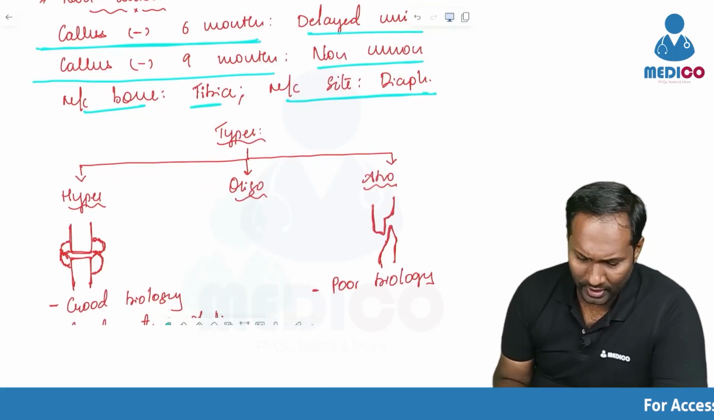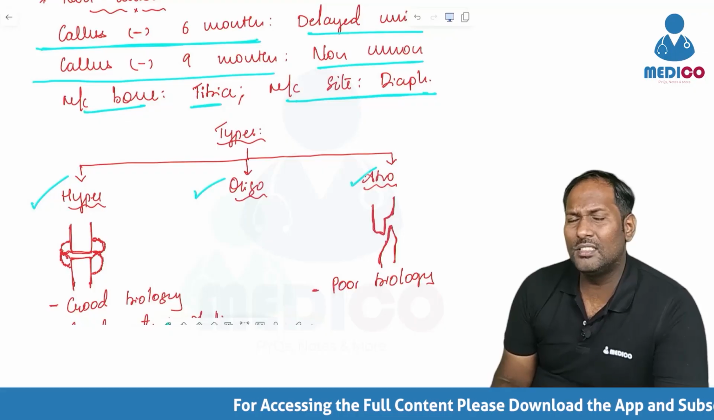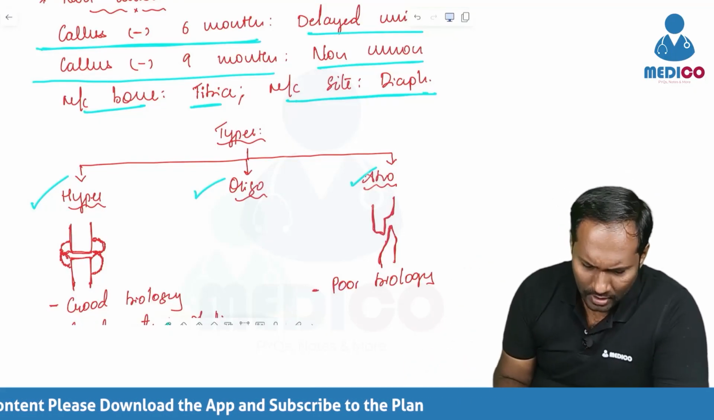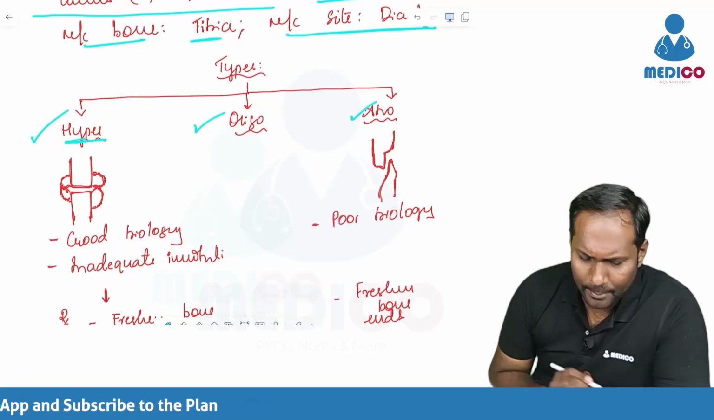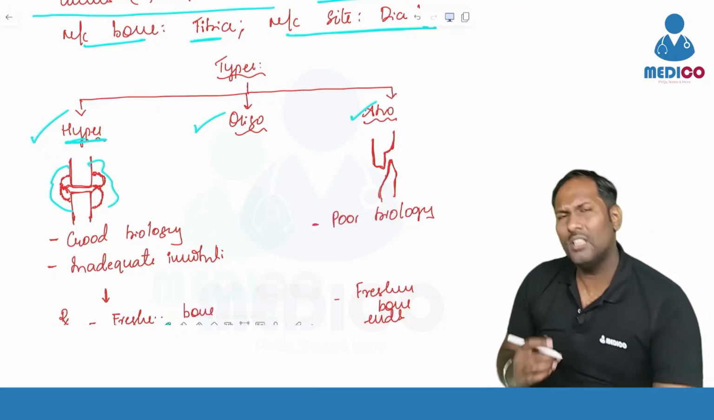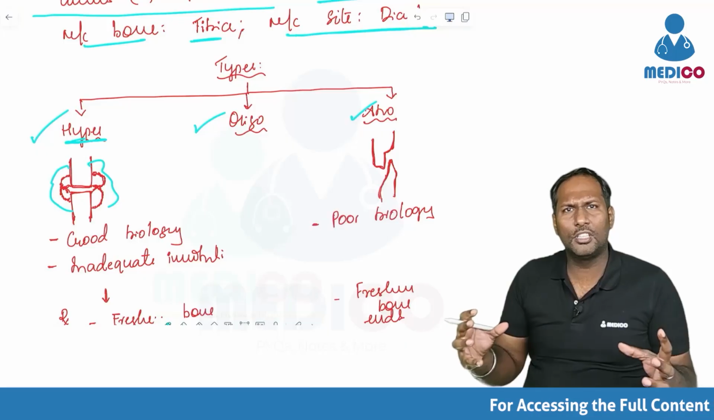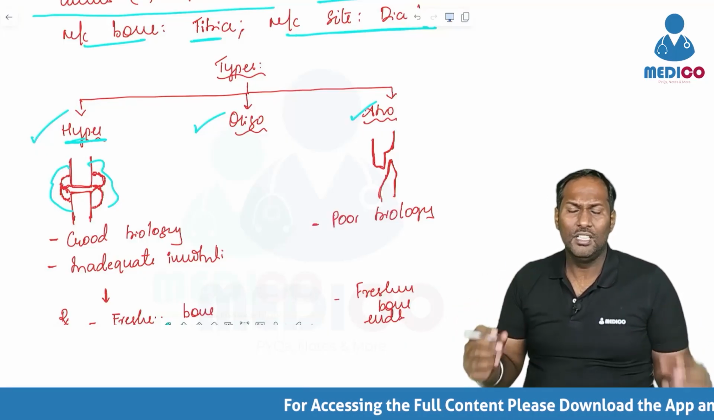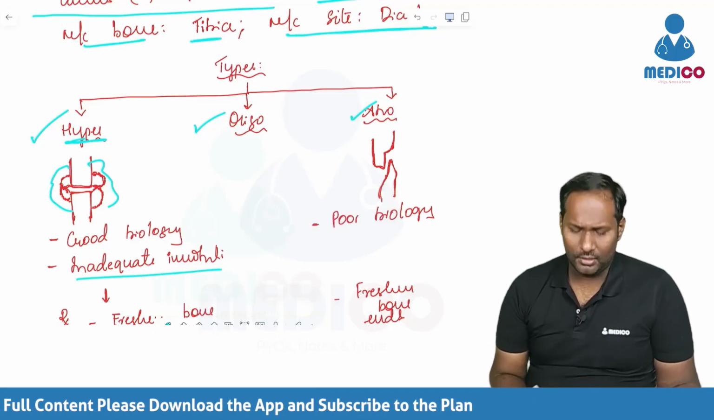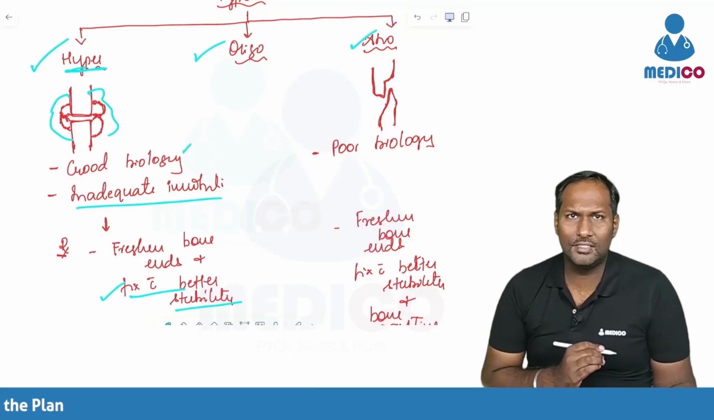What are the types of non-union? It could be hypertrophic, oligotrophic, or atrophic. Why this is important is because the management differs for these types of non-union. What we have to understand regarding hypertrophic non-union is that, as the name implies, there's going to be a lot of callus. So what does that callus indicate? It indicates that the bone is able to form. We are having this bone induction, but it is not happening in the correct place. So we'll have to focus only on the inadequate fixation. You'll have to fix it with better stability because good biology is there.